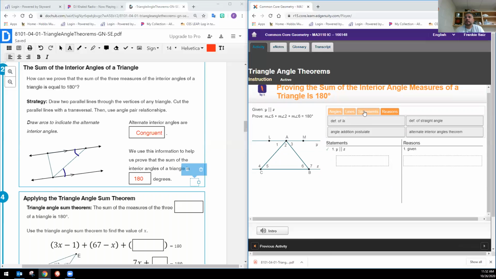I don't think we're here yet. We have to be. So we're trying to prove that these angles are equal to 180. So I thought that that would mean that angle. Let's see if it's this one that has to do with it.